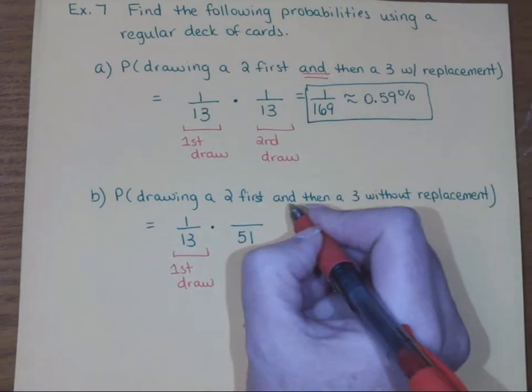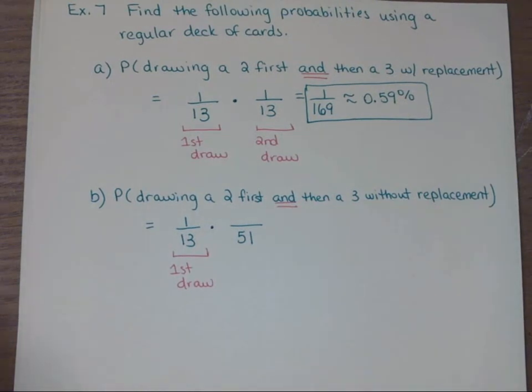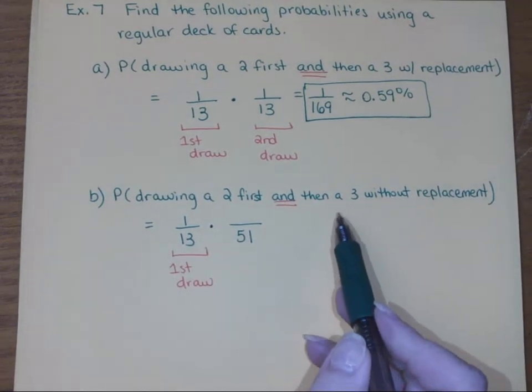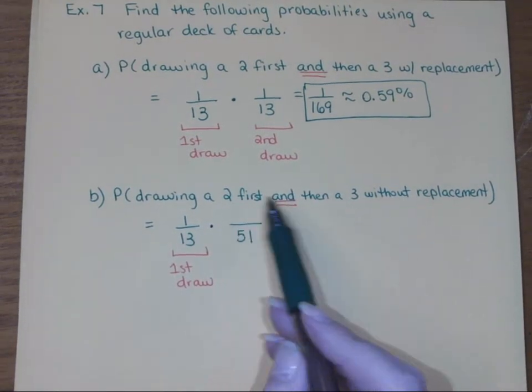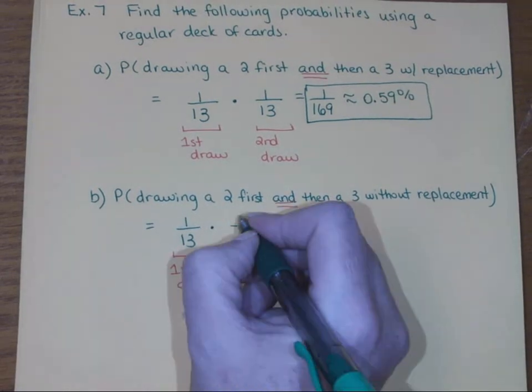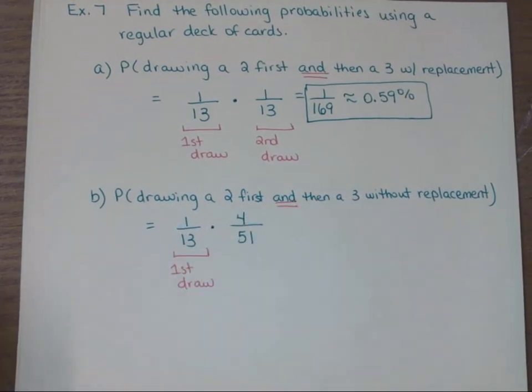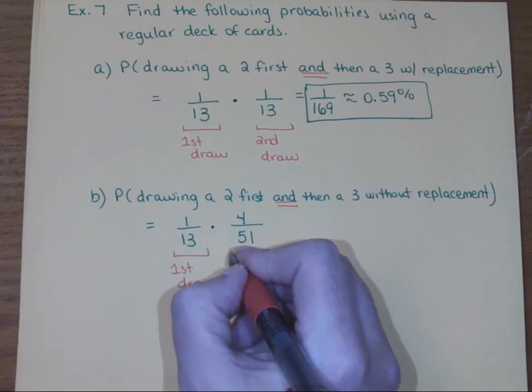So here's that word and again. That's why I'm multiplying them. How many 3s are left? So this is different from the marble question. Notice I took a 2 out, so there's still the full quantity of 3s. There's still 4. So if you work this out, this is my second draw.